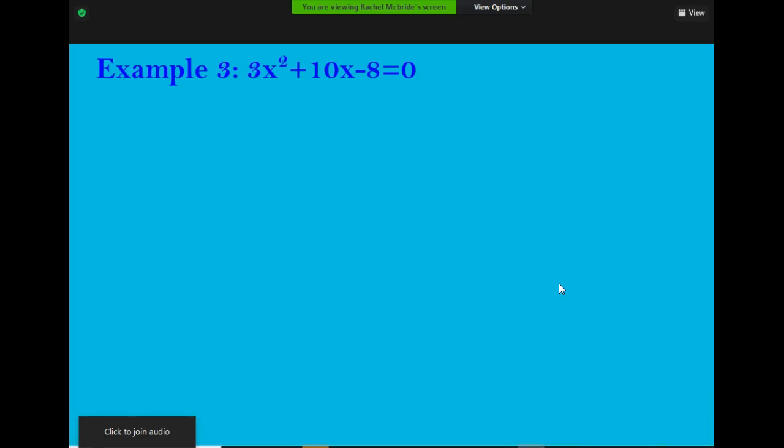So similarly, we know that a can have a value of anything other than 1. So the first thing we're going to do is to get rid of that 3. So we're going to divide everything by 3. And then we're going to move the number to the other side and find my c value that will complete my square.